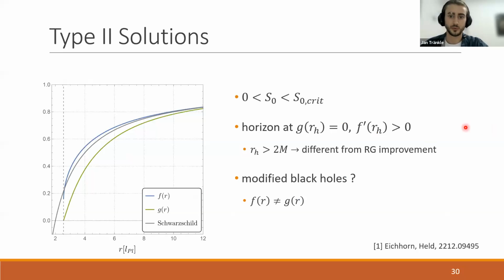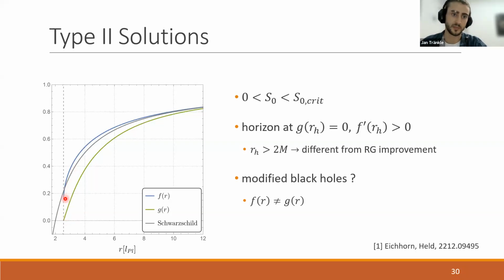Moving on to the type 2 solutions. These are found for positive values of S0 that are smaller than some critical value. And in these geometries, we actually have a point where g of r goes to 0. We call this a horizon, although it is not clear whether the function f of r also goes to 0. It does look like it. There are indications for it, but numerically, we can only resolve it to close to this horizon plus some numerical epsilon, because here the equations are ill-defined.